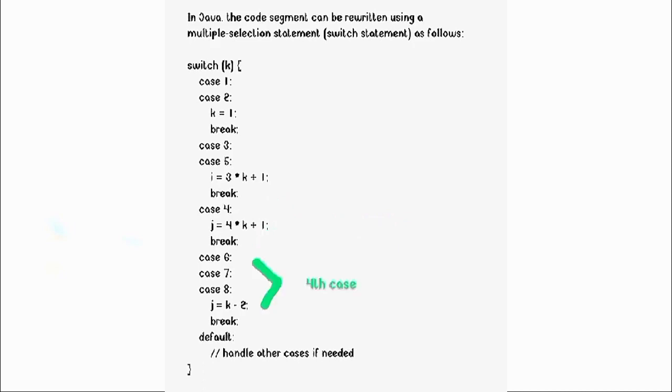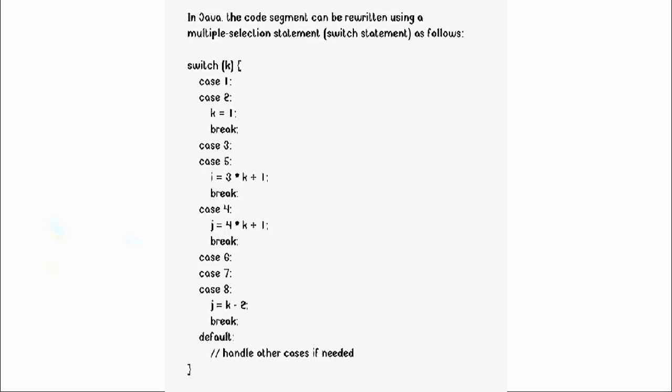In the fourth case 6, case 7, and case 8, if the value of k is either 6, 7, or 8, the code inside the case block will be executed. In this case, j is assigned the value k minus 2. If none of the above cases match the value of key, the default case is executed. This is optional and can be used to handle any other cases that are not explicitly mentioned.